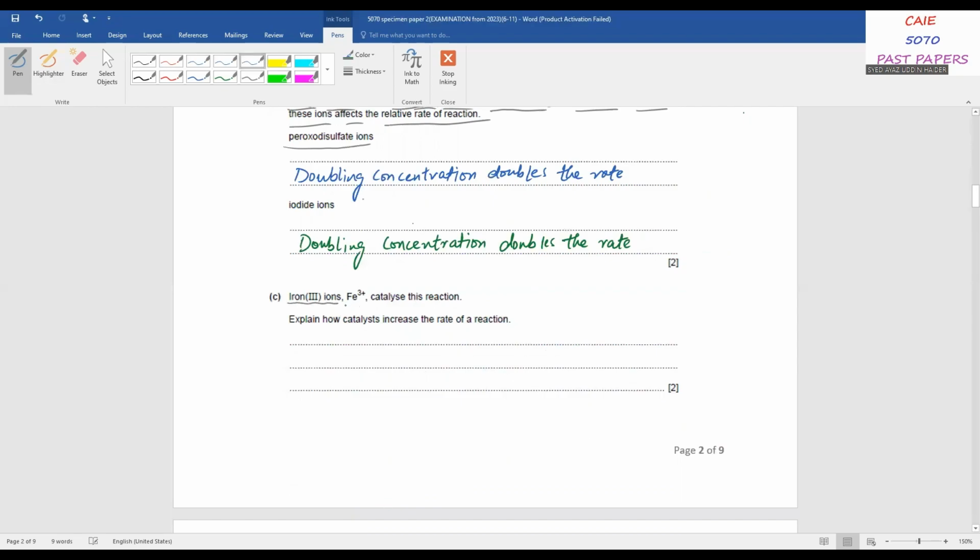Iron 3 ions, Fe3+, catalyze this reaction. Explain how a catalyst increases the rate of a reaction. It decreases the activation energy. So you'll write activation energy decreases.